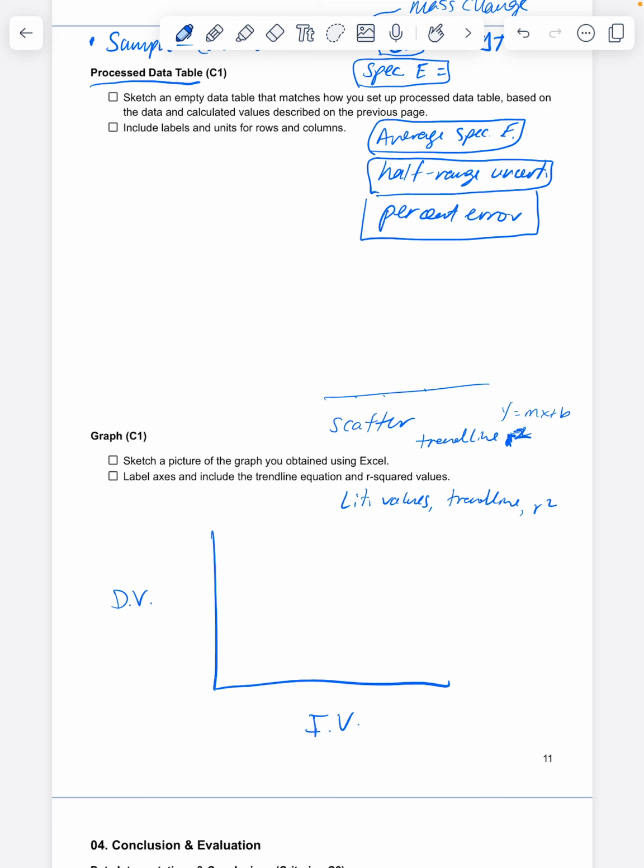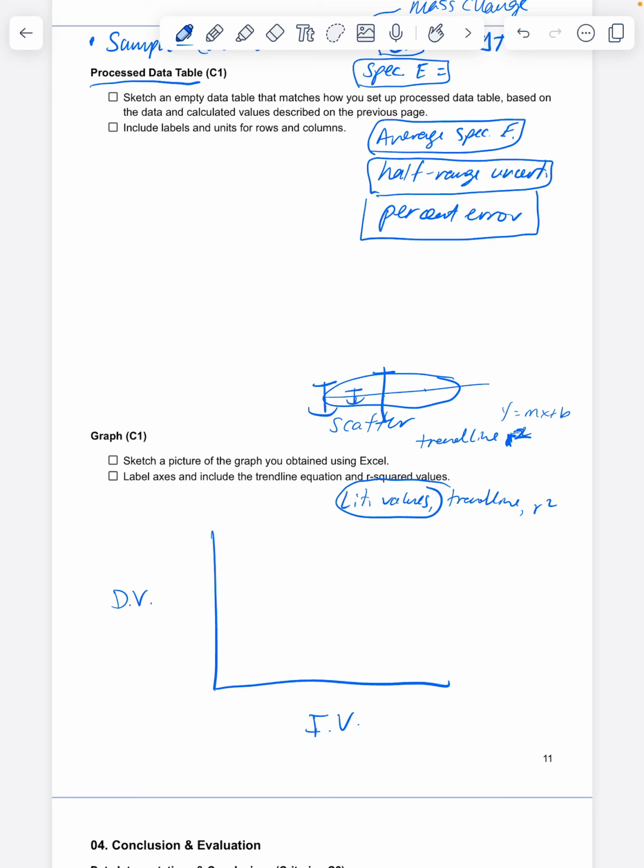It's a nice way to visually represent the accuracy or inaccuracy of your data by seeing what your data points look like compared to the literature value data points. It's a good visual. The other thing that this graph needs to have is error bars.